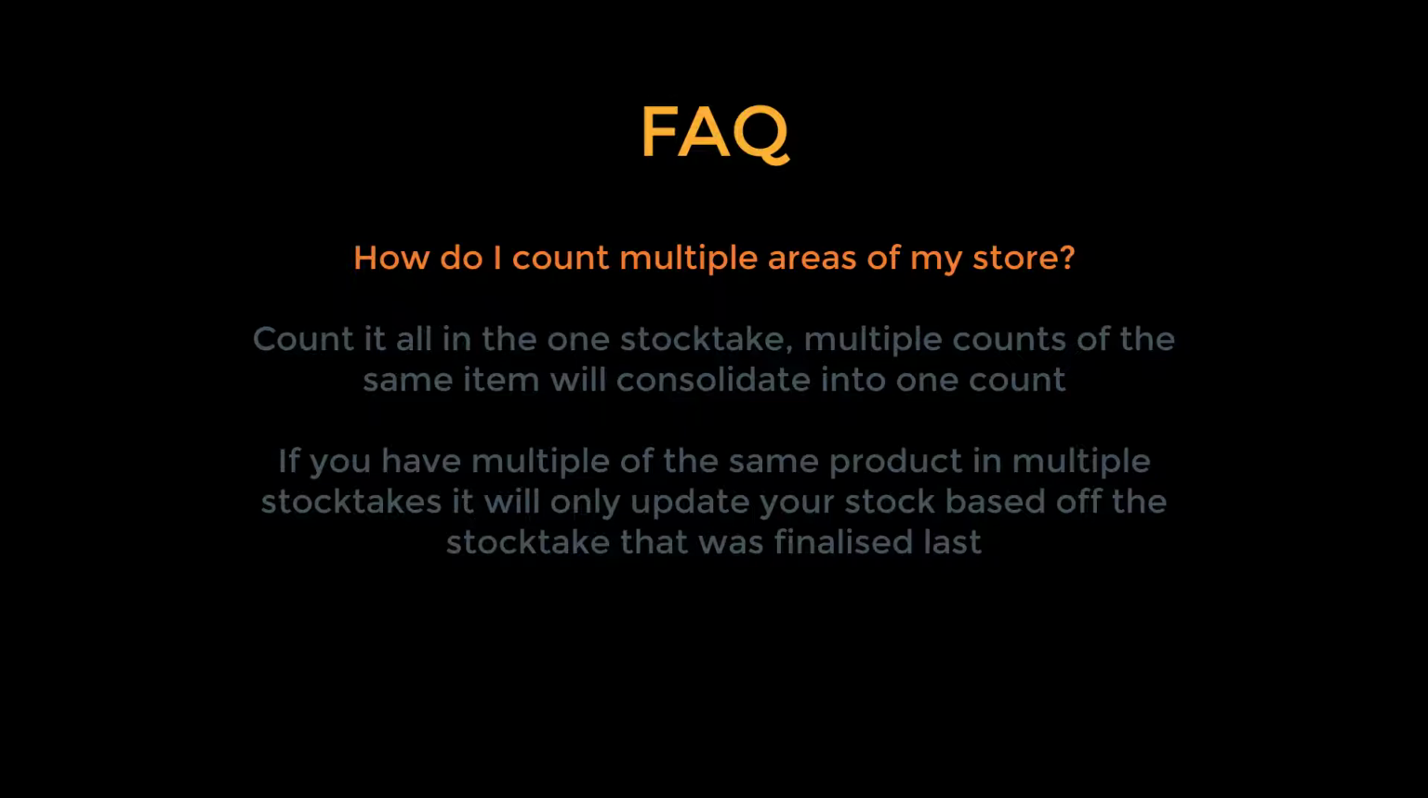So if you count the stock room last and that had the 10 units, that's what your stock on hand figure will be, not 15. However, if you have just one stock take and you count 5 in the front, 10 in the back, it will consolidate the two numbers to create the 15 that's expected.